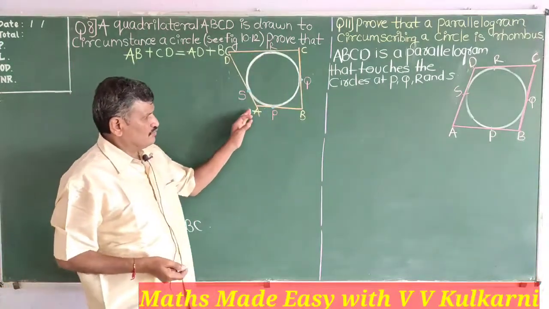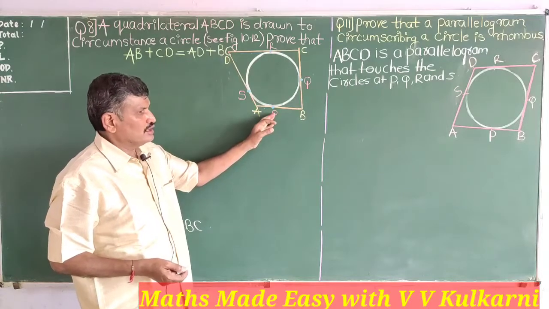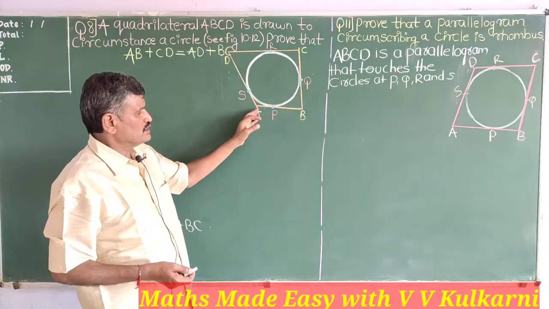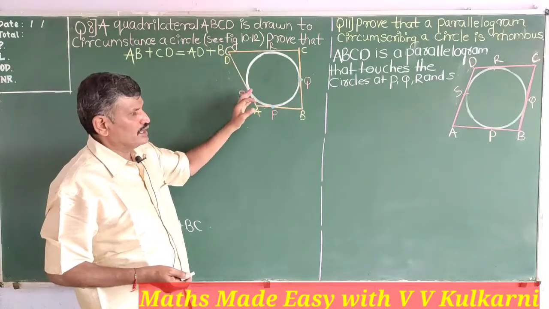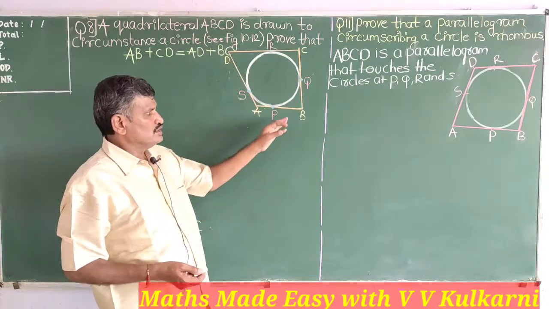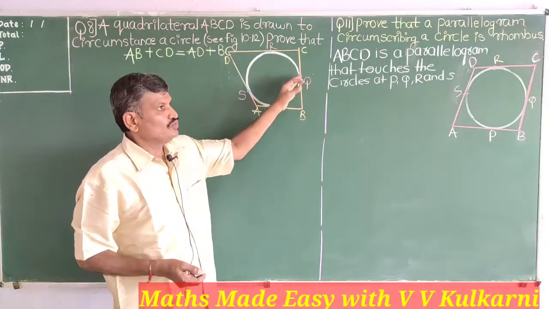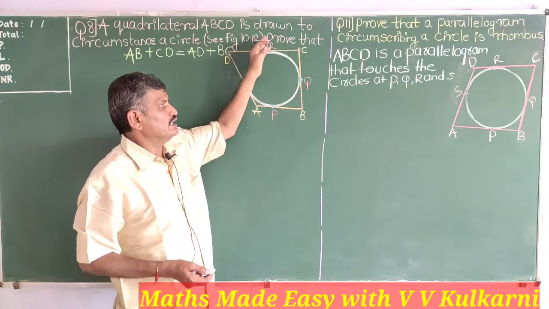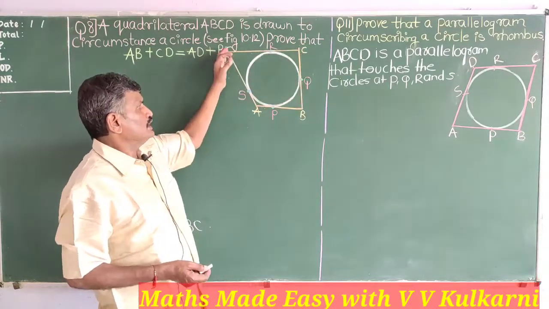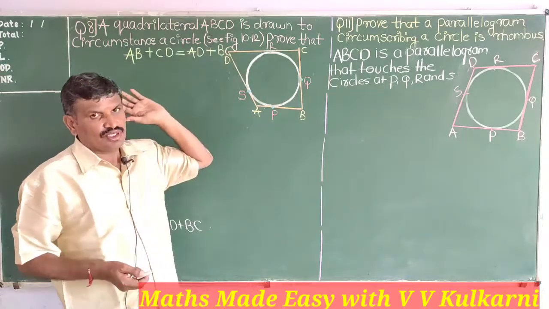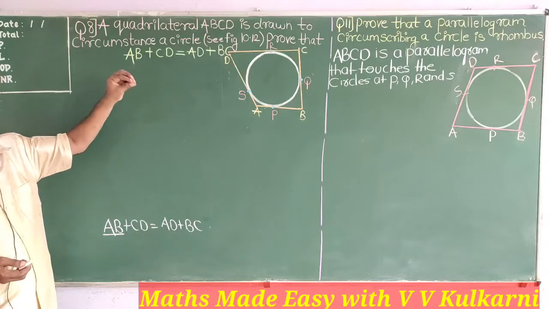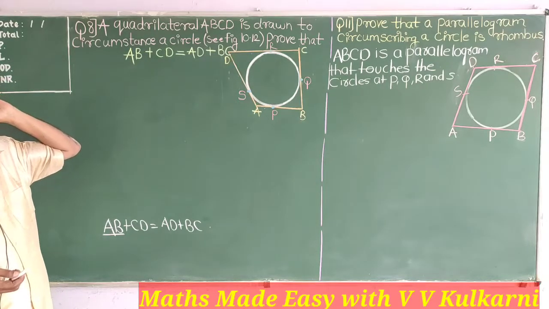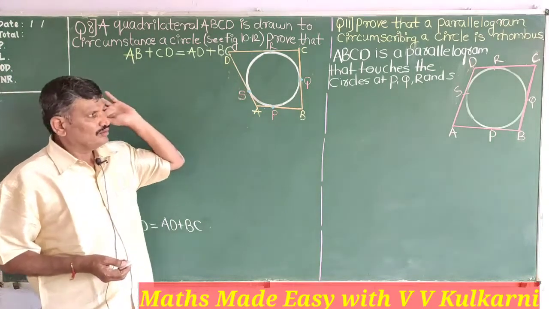So I can say that from external point A, there are two tangents AP and AS drawn to the circle, and hence their lengths will be equal. Similarly, BP and BQ will be equal, CR and CQ will be equal, DR and DS will be equal. This is the property of tangents drawn from external points.